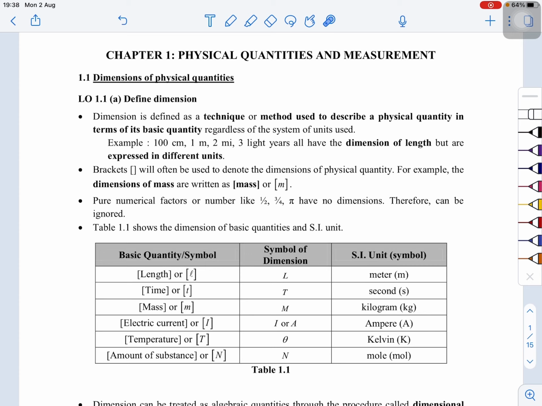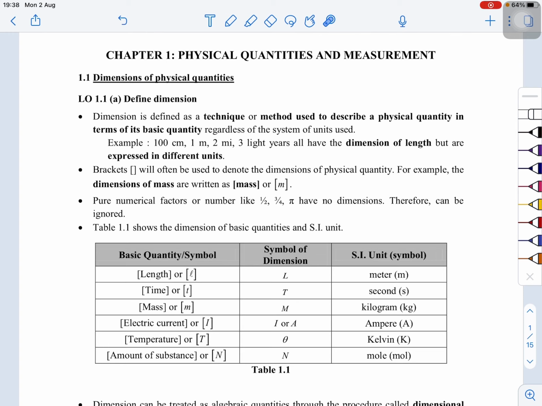Assalamualaikum and hi everyone. In this video, I'm going to explain the first subtopic for chapter 1, which is 1.1, dimensions of physical quantities. So we look at the first learning outcome, 1.1a, which is define dimension.